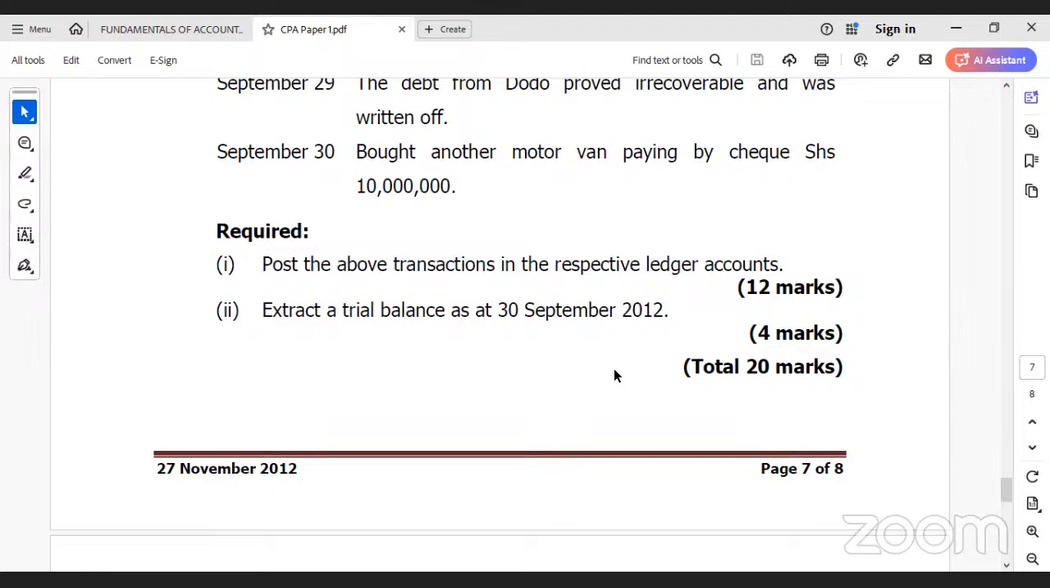Which accounts do we need? Bank account and the motor van account. So which one are we going to debit and which one are we going to credit? Yes. We debit motor van, and credit with what?